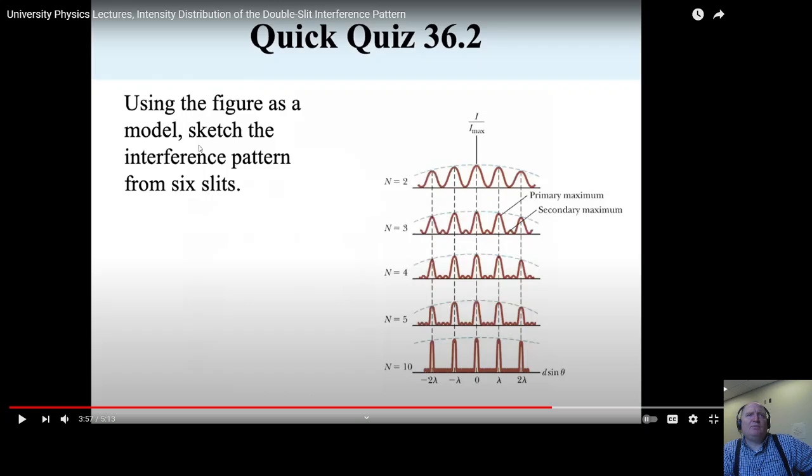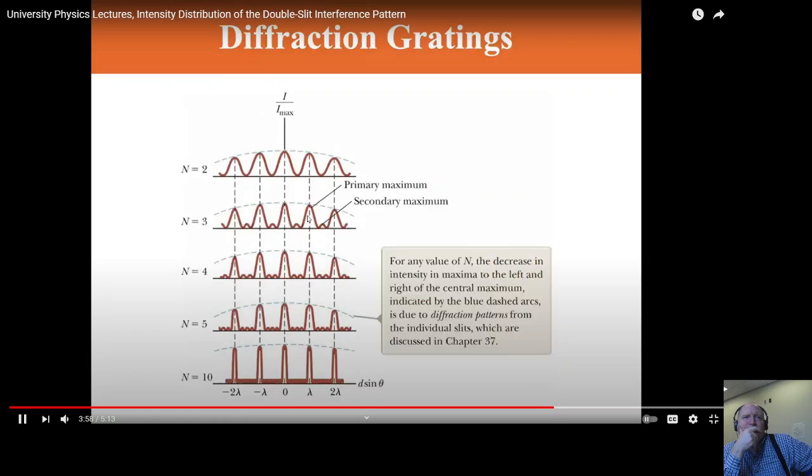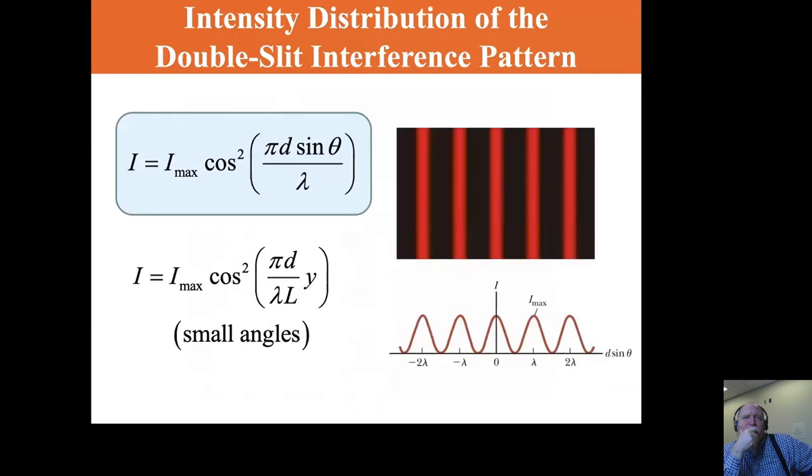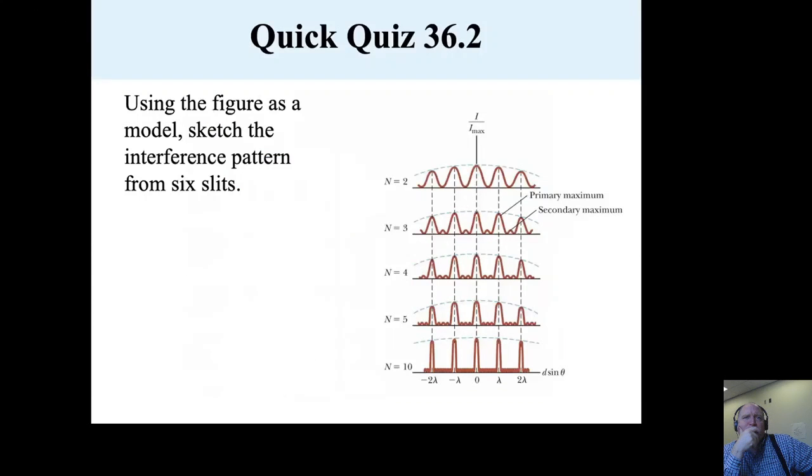Just reading this, using the figure for 6 slits. Oh, very, very cool, right? So, okay, I've shown you a pattern. Can you guess what's going to happen at n equals 6? That's super cool. Yeah, let's see. I think that's all there is to discuss about this. Now, using the figure as a model, sketch the interference pattern from 6 slits.